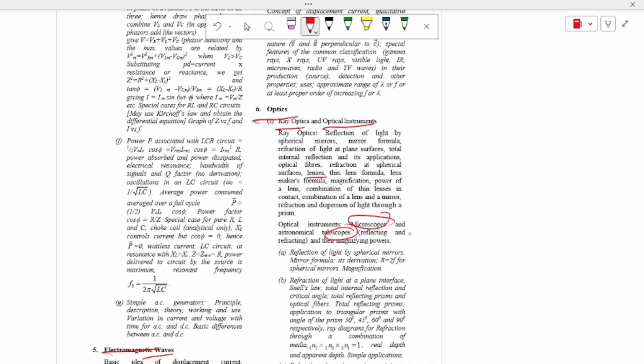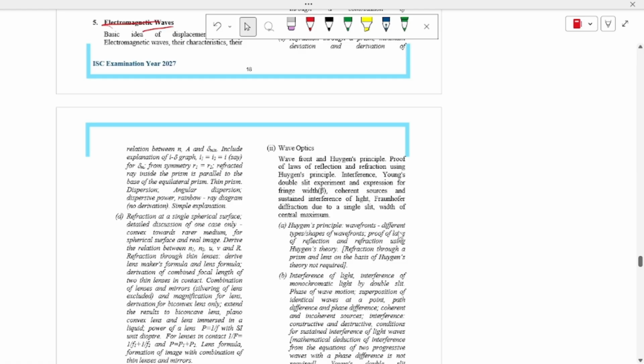You will study thin lens formula, lens maker formula, magnification, power of the lens. Then there will be wave optics. We'll study Huygens principle. We'll study Young's double slit experiment. We'll study Fraunhofer diffraction due to single slit.